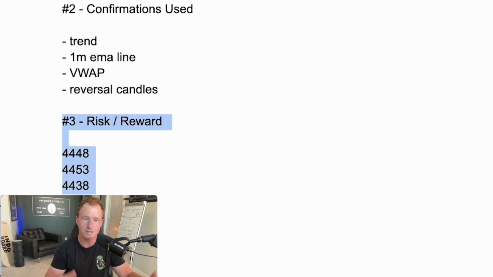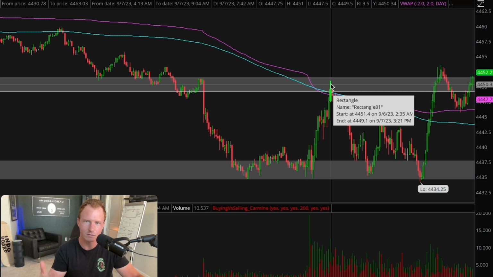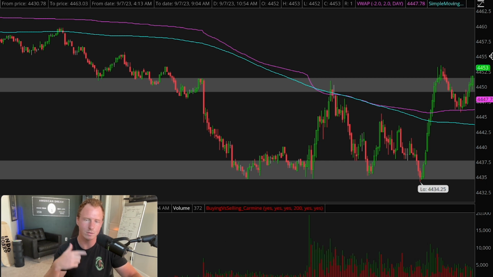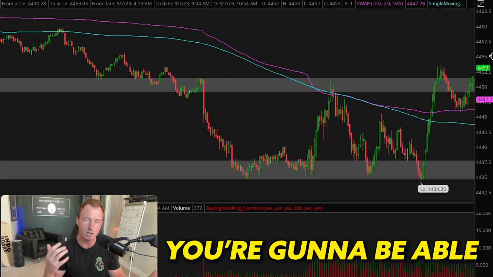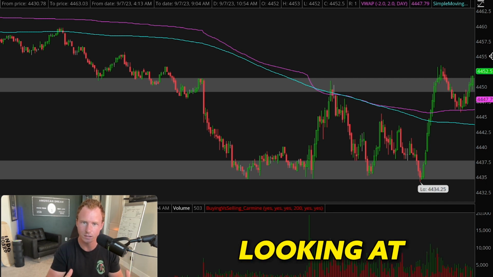Now keep in mind, this sounds super simple, but the reason why I think a lot of people struggle with trading is because sometimes it can be hard to read all this in real time, right? There's a lot of things to look at. So this is why I recommend just following one setup, one strategy. You're going to be less overwhelmed, and you're going to be able to stay more focused on what confirmations you're actually looking at, right?